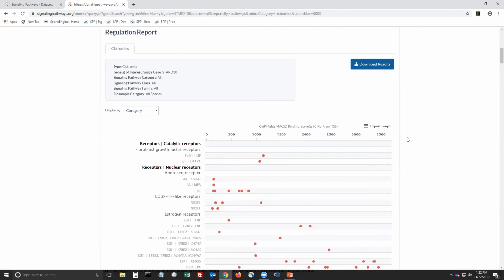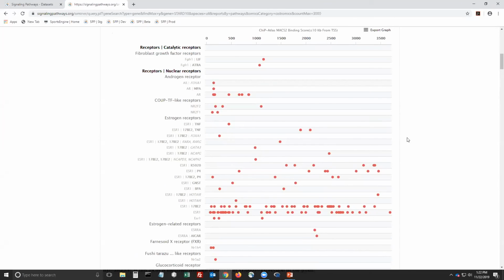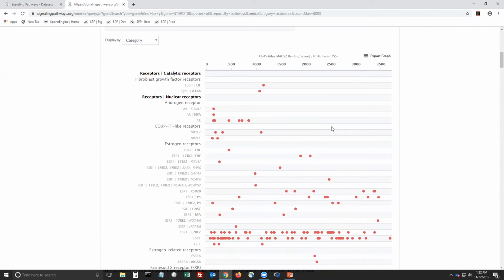What we see here now are a number of data points that show protein binding in the STARD10 promoter. Each one of these data points is a ChIP-seq data point for a particular protein. What I want you to notice are all these ER alpha data points in combination with various ligands and other proteins. So you can definitely see there's a lot of good evidence that ER alpha is binding the STARD10 promoter.